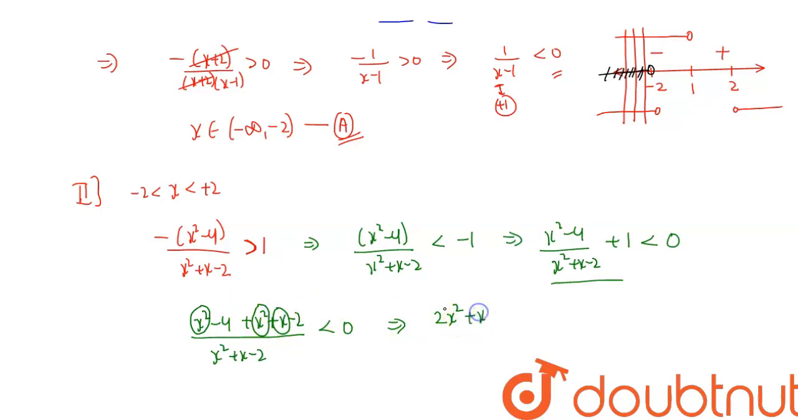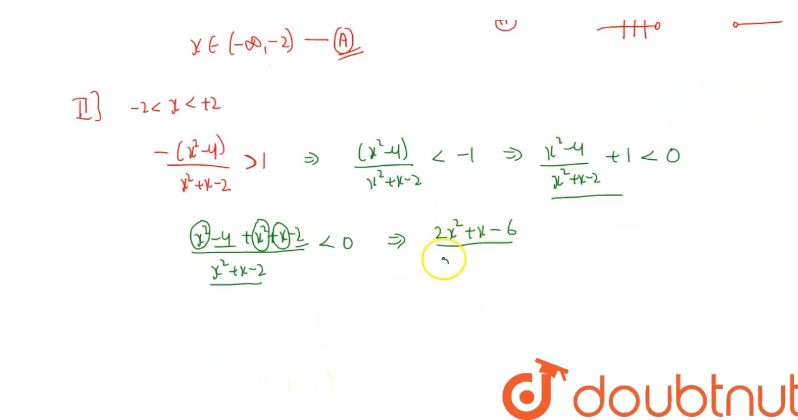So here we have the plus x and we also have the minus 4 minus 2, that is minus 6, whole divided by, in the denominator we have this thing. So we retain it as it is. So here we have x square plus x minus 2 as less than 0. Now we are going to factorize the numerator and denominator.